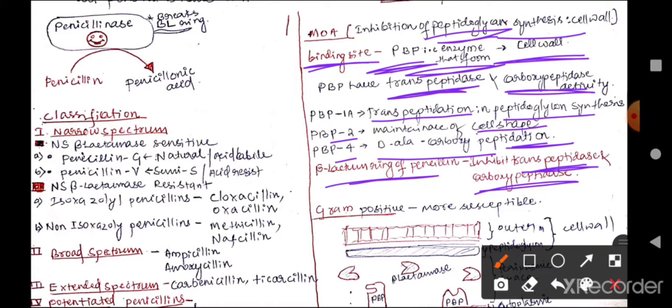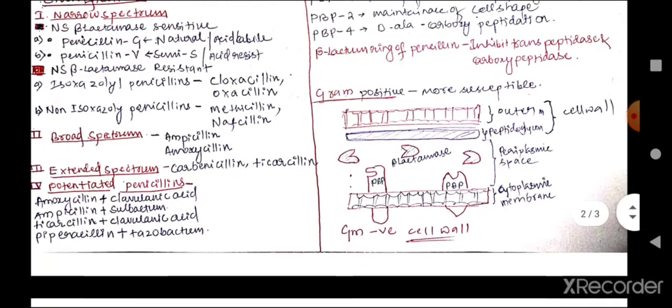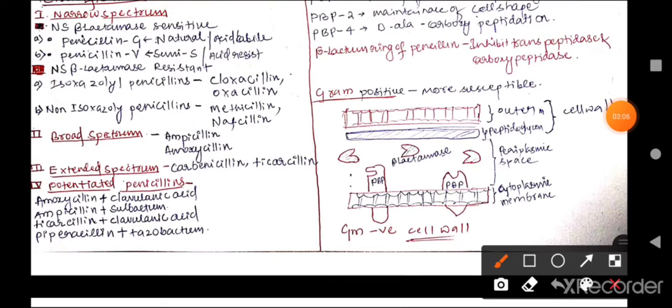of the cell wall. Gram-positive bacteria are more sensitive to these penicillins, because in the cell wall structure of gram-negative bacteria there is a periplasmic space, and in the periplasmic space beta-lactamase enzymes are present, and these beta-lactamase enzymes reduce the penicillin to penicillinic acid, which is inactive. Thereby they are not sensitive to these penicillins.